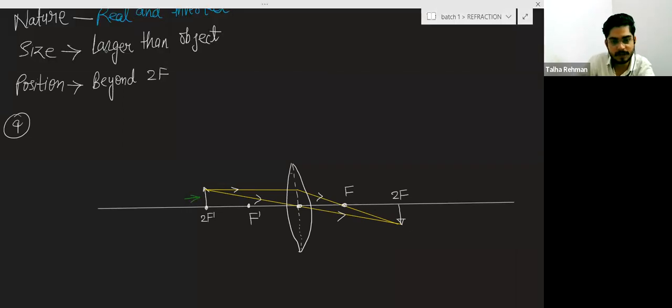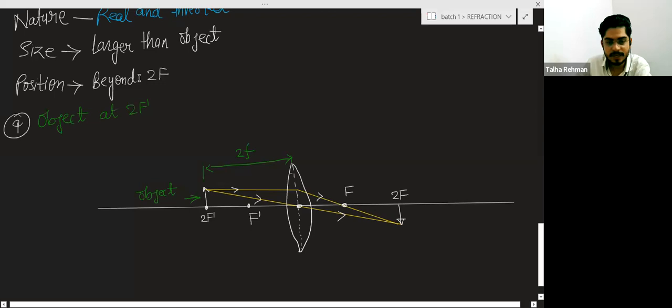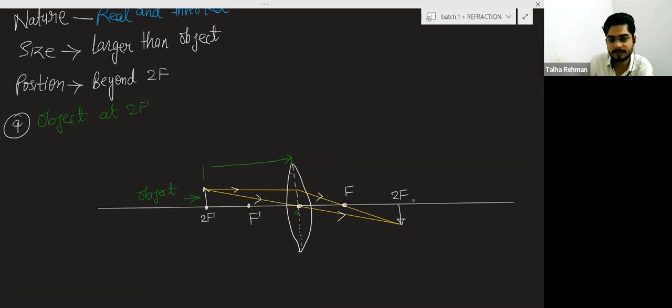This is your object earlier, and you have placed this time the object at 2f dash. And what is the 2f dash? 2f dash is a distance of 2f, because the distance between this optical center and f dash is f, and this distance is also f. When you add, you will get this 2f dash, and there is no requirement of it. So finally, we have got this image.